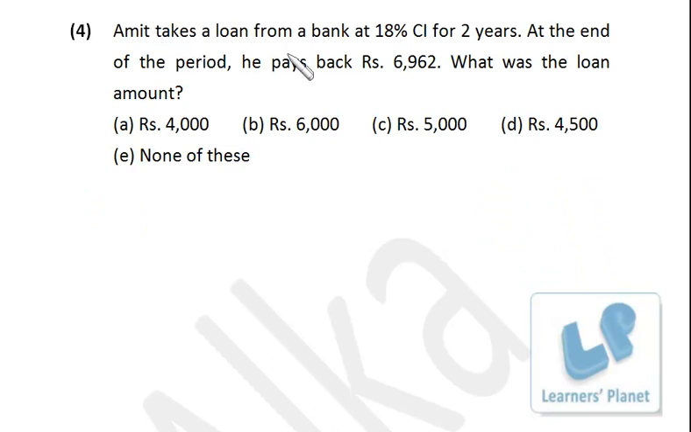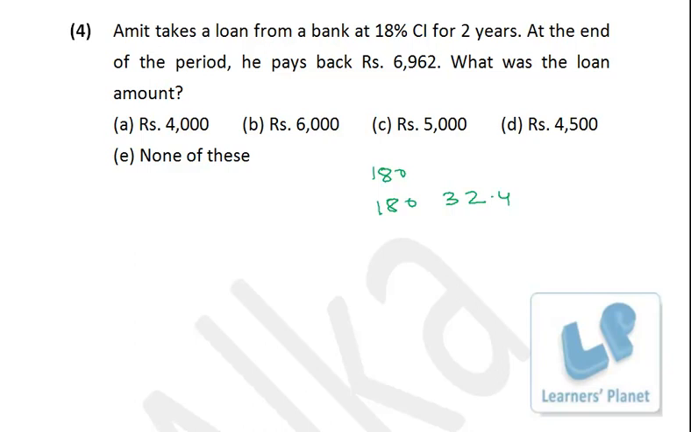Now, Amit takes a loan from a bank at 18% compound interest for 2 years. At the end of the period, he pays back rupees 6962. What was the loan amount? I assume the loan amount, the principal, to be 1000 rupees. So 18% for the first year is 180. 18% for the second year is 180. And 18% of this is 32.4 rupees, that is 18 squared. So 18% of 180 is 32.4 rupees.